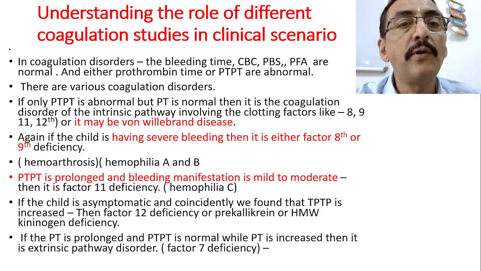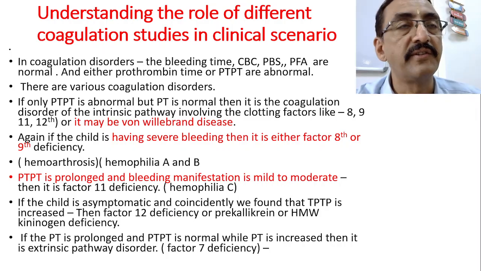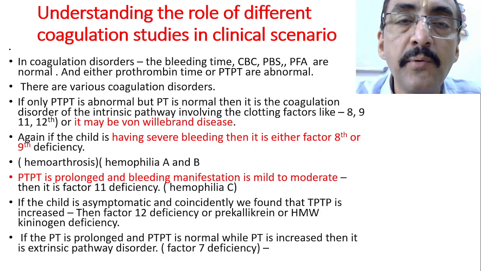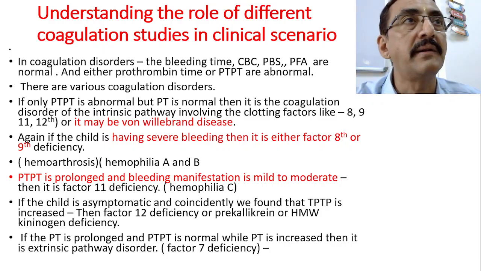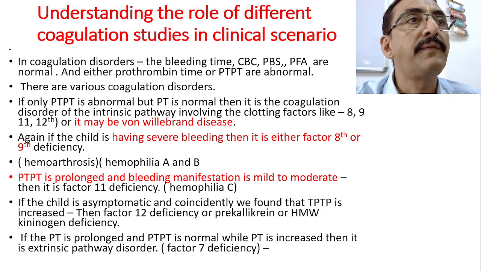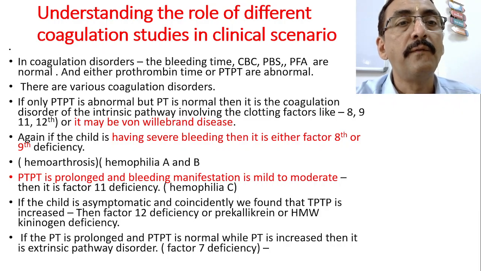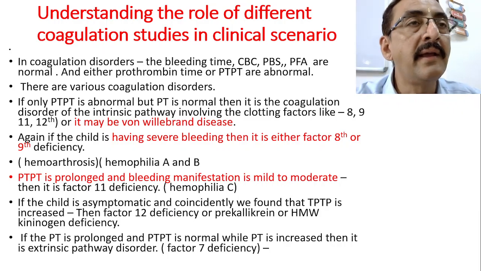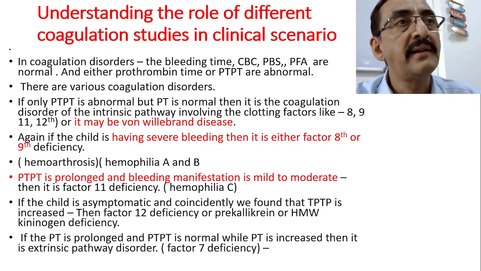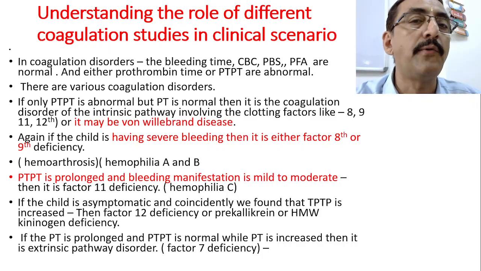Second one is it may also be von Willebrand's disease. Why? Because von Willebrand factor is also important for the stabilization of factor number 8. So if factor number 8 is not stabilized properly, then it is not able to activate the next factor, factor number 9, and again the problem starts. So when APTT is increased or abnormal, then it is definitely either an intrinsic pathway disease or it may be von Willebrand disease.